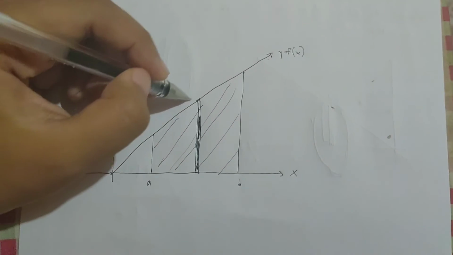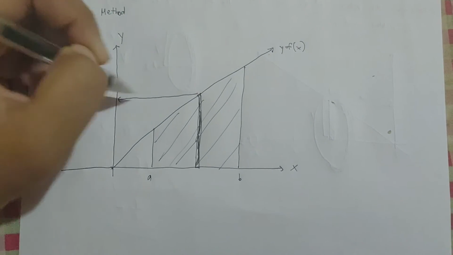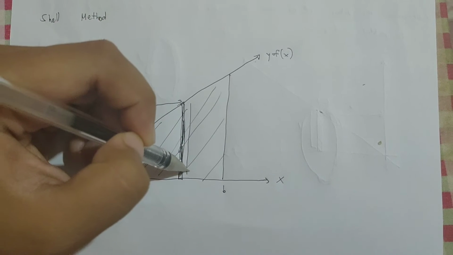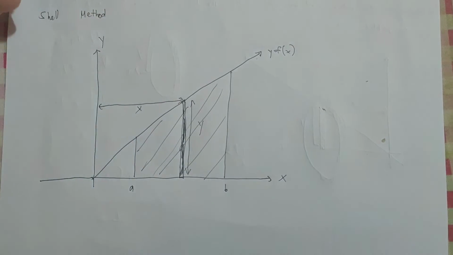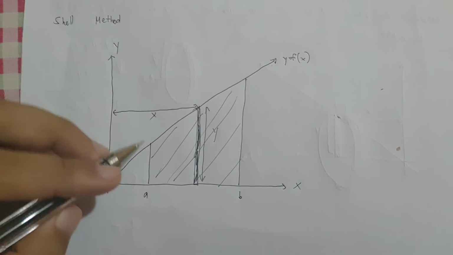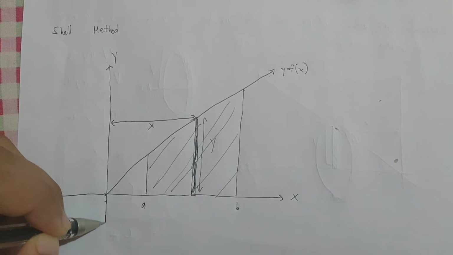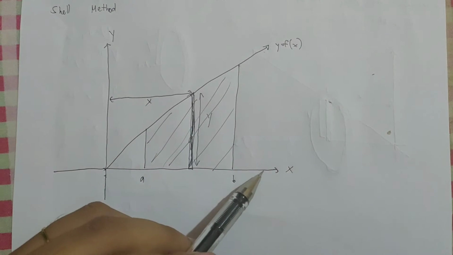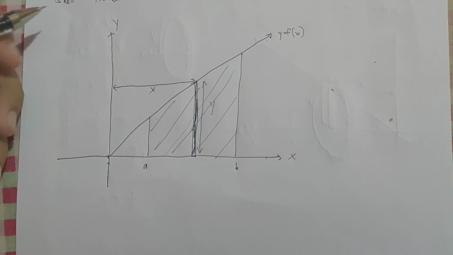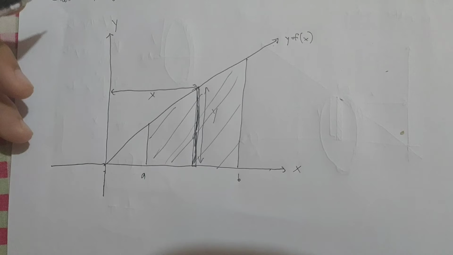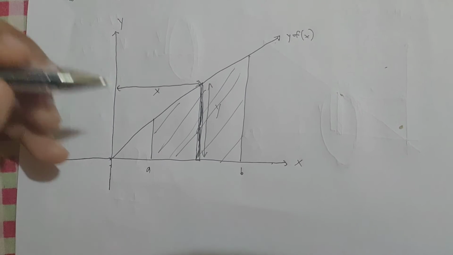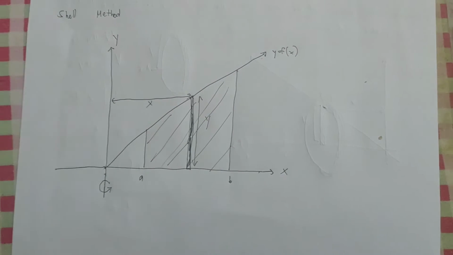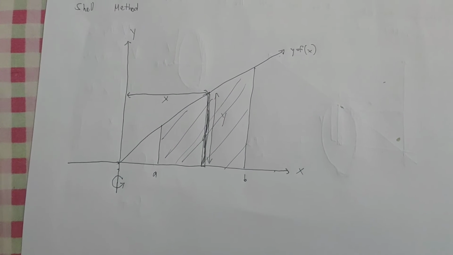From this part to the origin will be our x. The height of this will be our y. Unlike the disc method, our area of rotation is here, but in shell method, our area of rotation is parallel to the strip. So here, this will be the area of rotation in shell method.